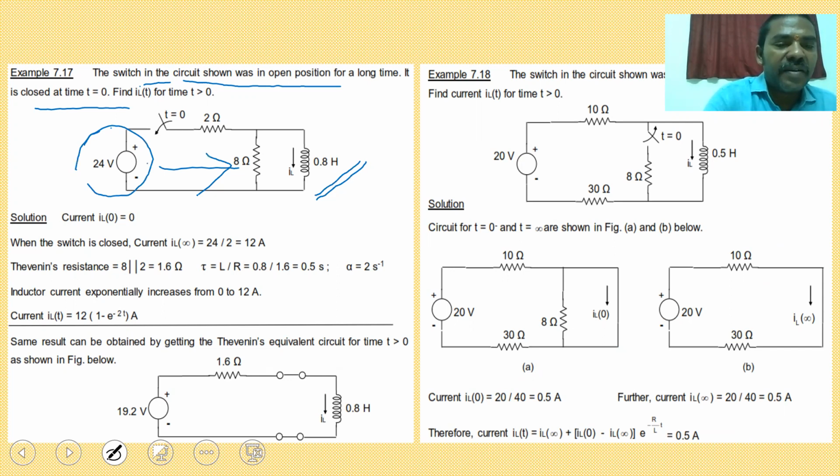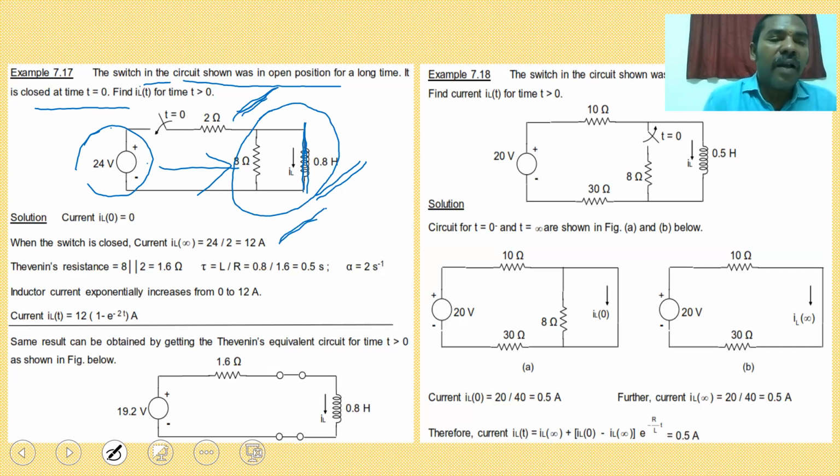IL of infinity is equal to, so your total voltage is 24, divided by the value of resistance, 2 ohms only, because at t is equal to infinity the inductor will be short circuited. This 8 ohms is directly shorted, so its resistance value is 0. So finally, what is the total resistance you are having? Only 2 ohms is your total resistance. So 24 divided by 2, you get 12 amperes.